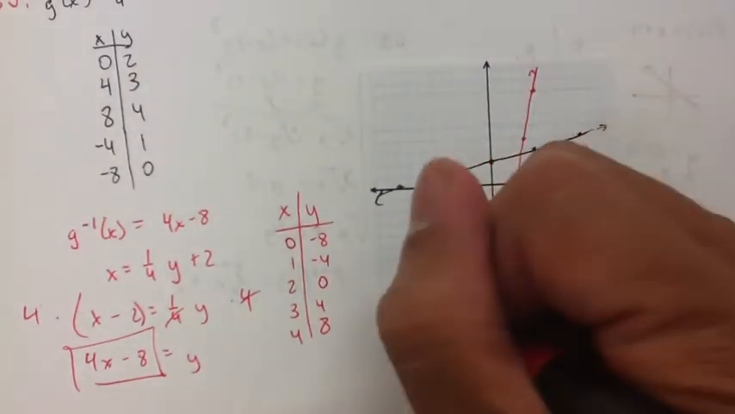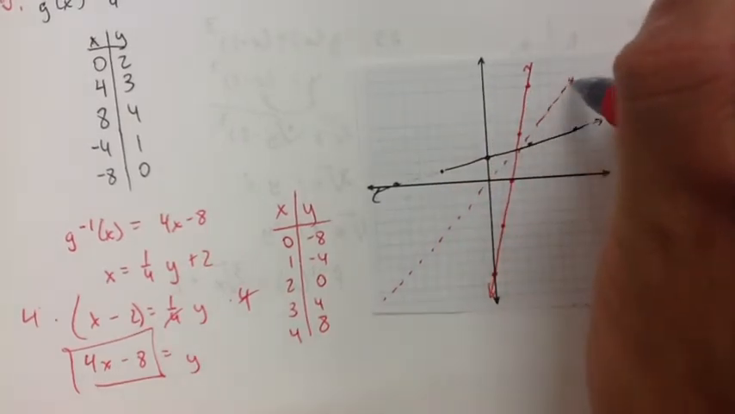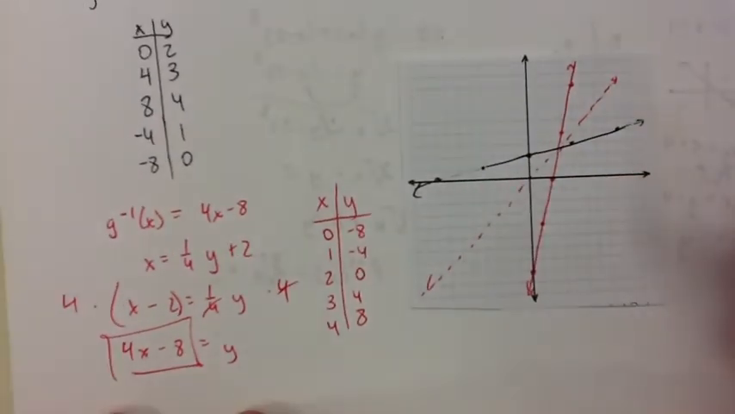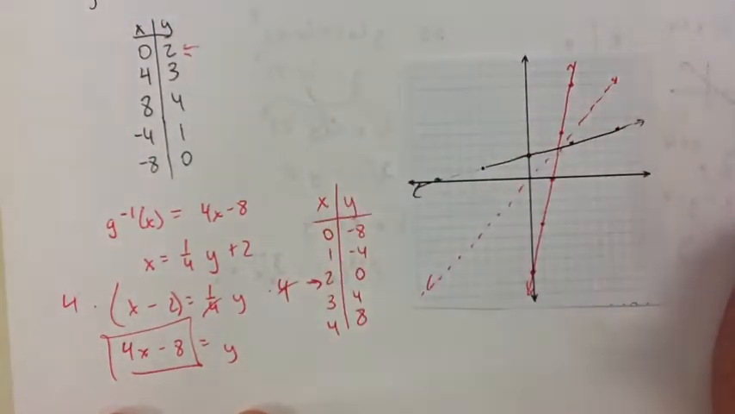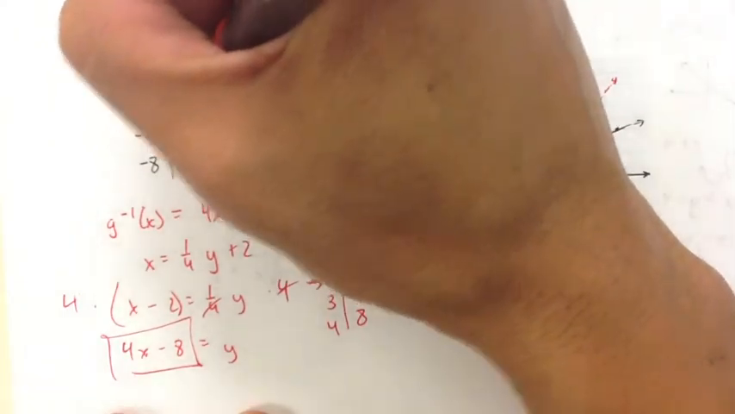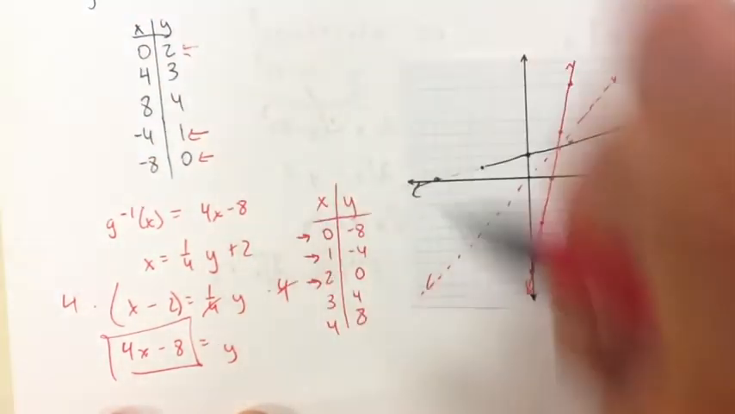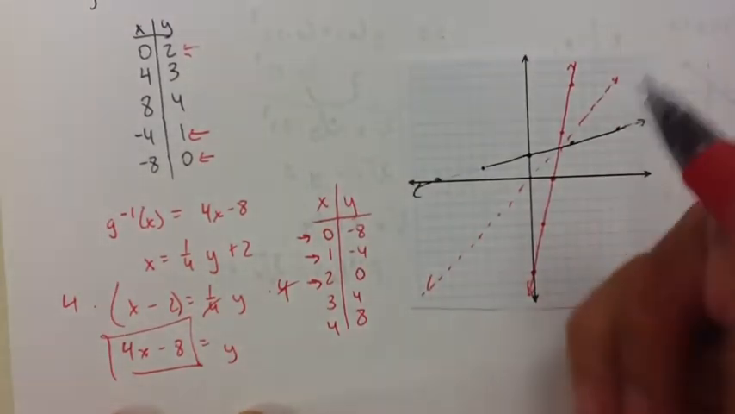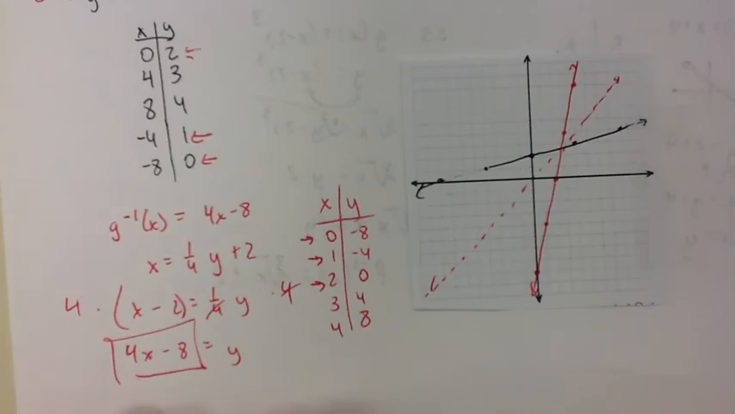And remember, your line should be reflected across this, because that's what an inverse means. The other way you can graph, notice, (0, 2) becomes (2, 0). (Negative 4, 1) becomes (1, negative 4). (Negative 8, 0) becomes (0, negative 8), because you're just switching the x and the y coordinates. So I hope that helps you go over your homework for 9.1.